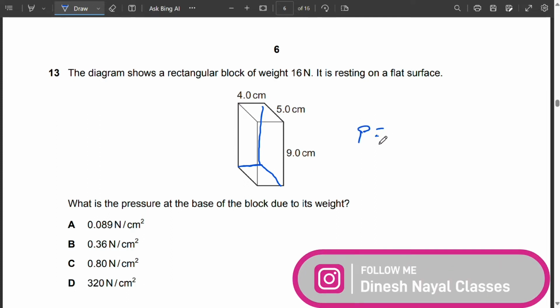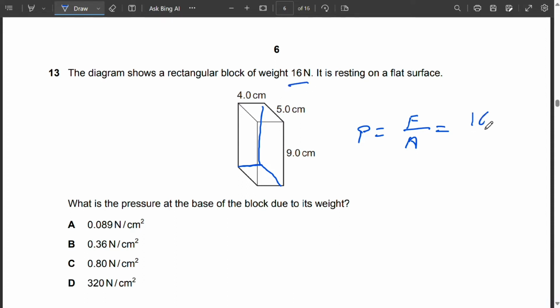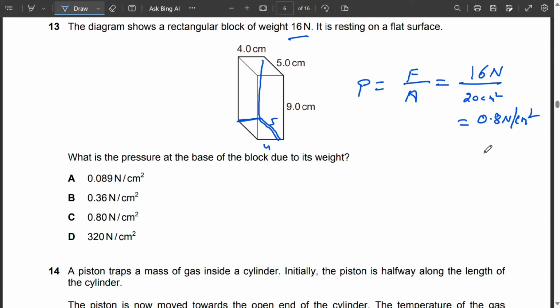See, what is pressure? Pressure is force upon area. We know, what is the force? The force is because of its weight only, which is 16 Newton. And what's the area? See, it is resting on this platform, basically this. So the area is 4 times 5, that is equal to 20 centimeters square. And we have to give our answer in Newton per centimeter square only. So if you do 16 by 20, that comes out to be 0.8 Newton per centimeter square. So 0.8, C. So you can see 13th, C is the correct one.